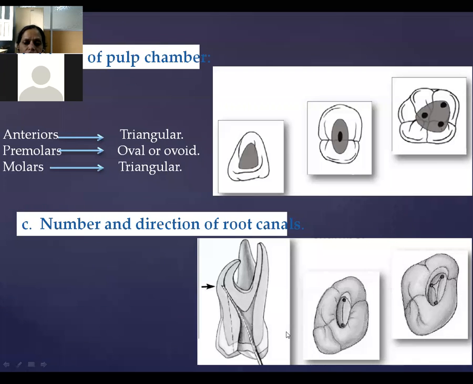Okay. See, here you can see that it is a molar and it has 3 roots. Okay, here it is a second molar. So here it has 2 root canals. Here you can see this is an upper molar and here you can see 3 root canals. Okay, this is mesiobuccal, this is distobuccal, and this is palatal. So outline form depends upon the number of roots and the direction of roots.